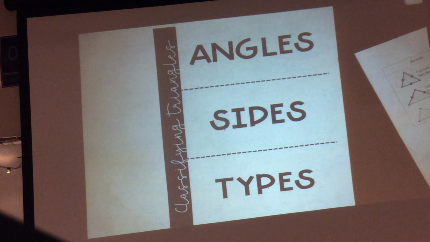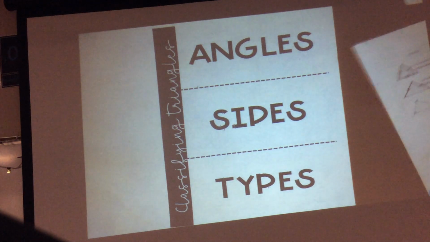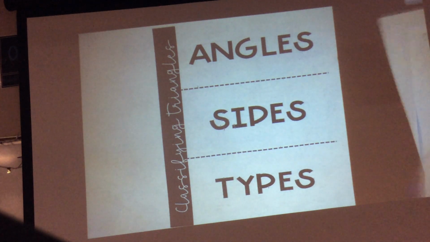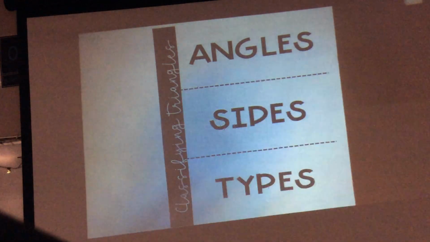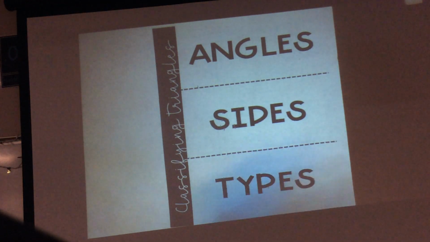No. Okay, let's look at classifying triangles. How can we classify triangles? Oh, by their what and what? Angles and sides. Wow, I'm so glad it told me that. Isn't that awesome? The types, we're going to put them together, okay?